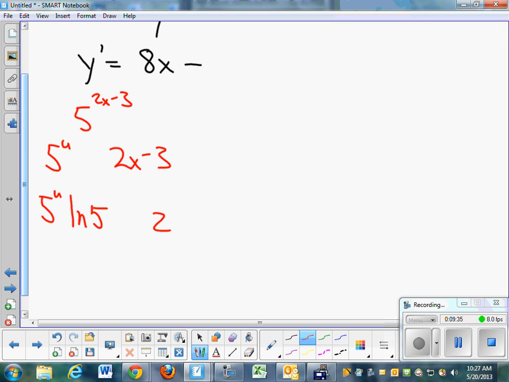So when you multiply those together, we get 2 times 5 to the 2x minus 3 times... no, I mean, other than your calculator pressing a button. Natural log of 5 means this.